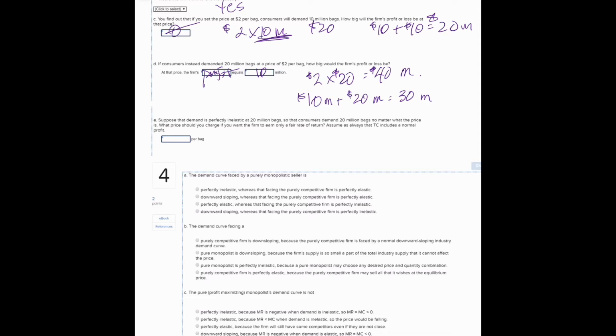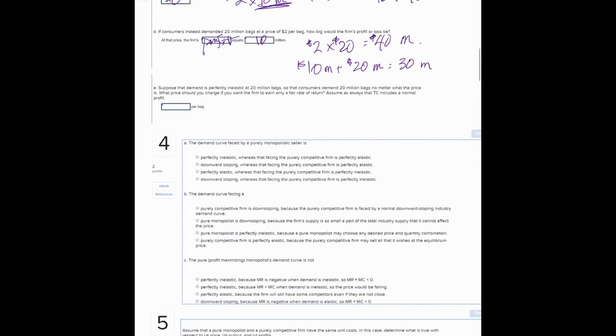E says, suppose that demand is perfectly inelastic at 20 million bags, so that consumers demand 20 million bags no matter what the price is. So what price would you charge if you want the firm to earn only a fair rate of return? By definition, a fair rate of return is where demand is equal to the average total cost. So what we want to know is what is average total cost for producing this, and that's going to be the price to be charged. And it gives you this little hint that total cost includes normal profit. So we know that total cost incorporates all of the true costs of this. So all we have to do is calculate our average total cost, and here's what we do.